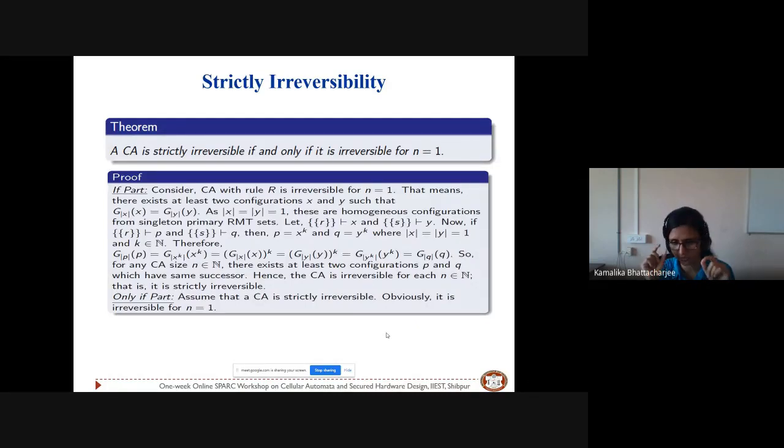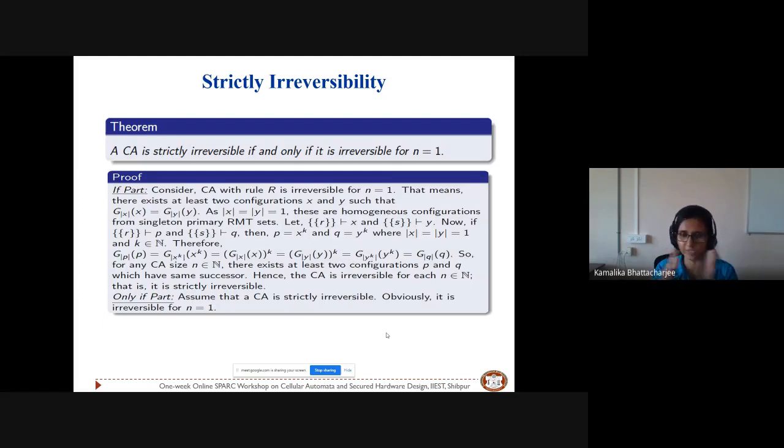So if we consider cell size as 1, what are the possible configurations? If there are D states, that is 0, 1, 2, 3 to D minus 1. If it is 2 states only, you can think of it as 0 and 1. So if it is irreversible for this primary case, that means what? For say an ECA, we have 0 and 1, and those are mapping to the same configuration.